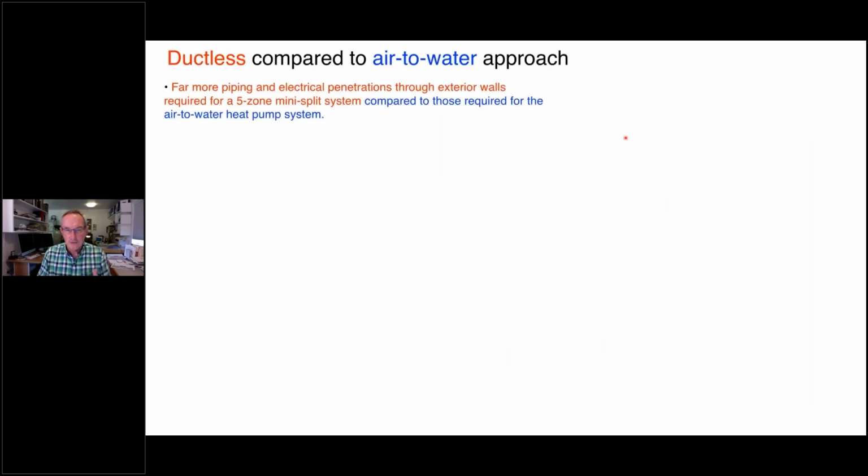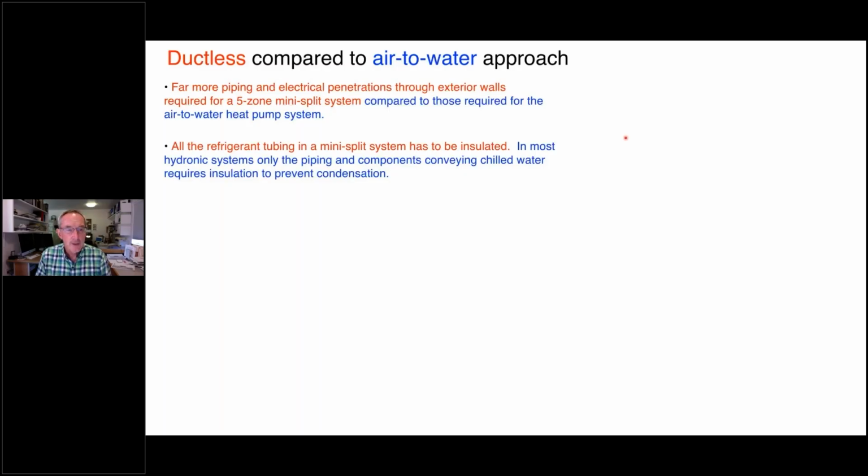Okay. So again, I'm going to go through here and compare ductless, that would be the red text, versus the air to water approach. With a ductless system with 5 zones, you have a lot more piping and electrical penetrations through the exterior walls compared to what you would need for the air to water heat pump. Essentially, with the air to water heat pump, you have 2 pipes that go outside to the monoblock unit, 1.25 inch pipe sizes. You do have an electrical cable that goes through there. That's pretty simple to route out there. So that compares to 10 different tubes that we have to bring in for the ductless system, plus each of those cassette heads has its own wiring harness.